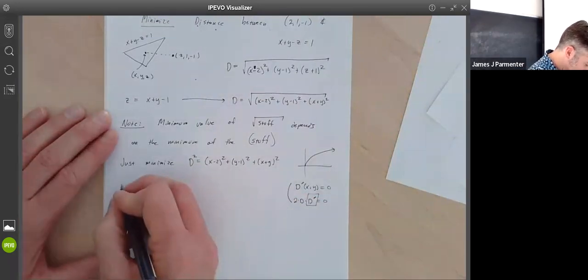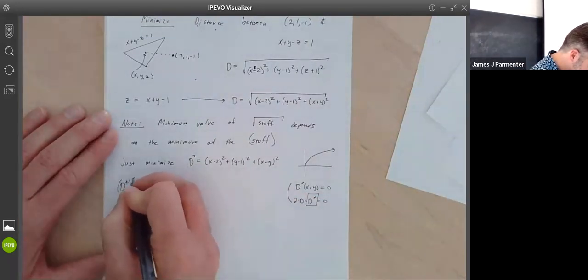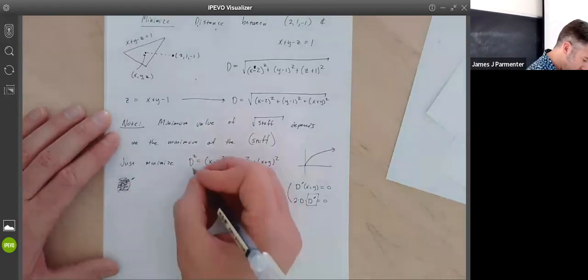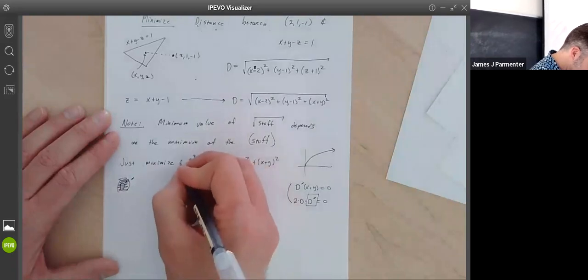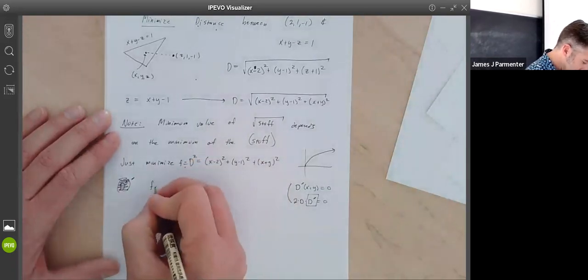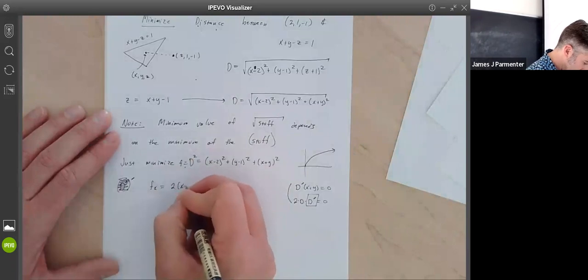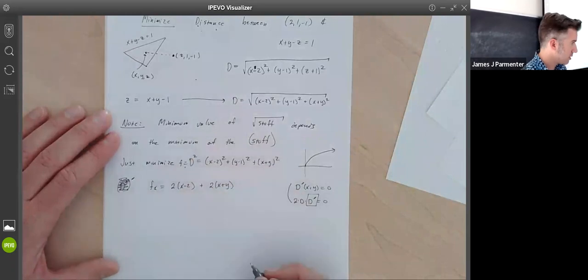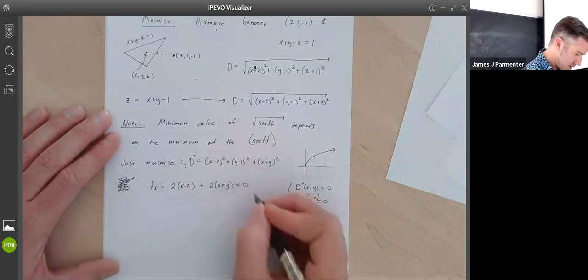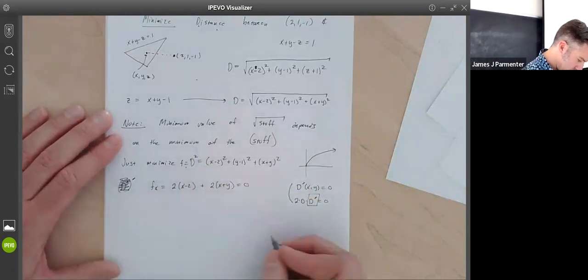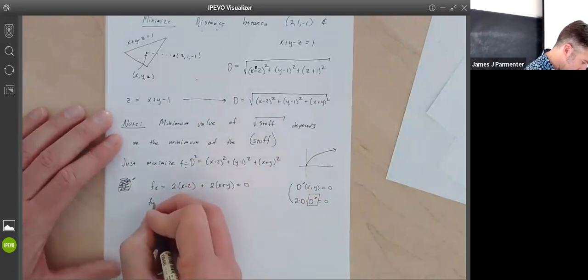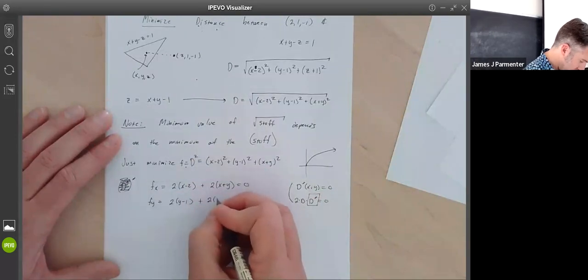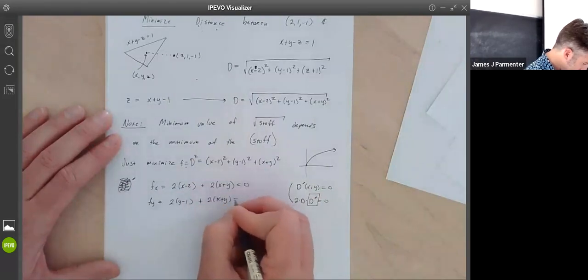So I'm going to take the derivative of that. Oh, no, I'm not. I'm going to take the partial derivatives of that. Apologies. So let's call this f just to make it a little nicer. So I'm going to find fx, and that's going to be 2 times (x minus 2) plus 2 times (x plus y), and set that equal to 0. And also I'm going to find fy, and that's going to be 2 times (y minus 1) plus 2 times (x plus y) equal to 0.